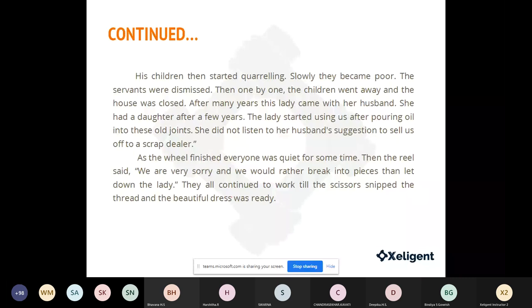The lady started using us after pouring oil into these old joints. She did not listen to her husband's suggestion to sell off to a scrap dealer. As the wheel finished, everyone was quiet for some time. Then the reel said, "We are very sorry and we would rather break into pieces than let down the lady." They all continued to work till the scissors snipped the thread and the beautiful dress was ready.